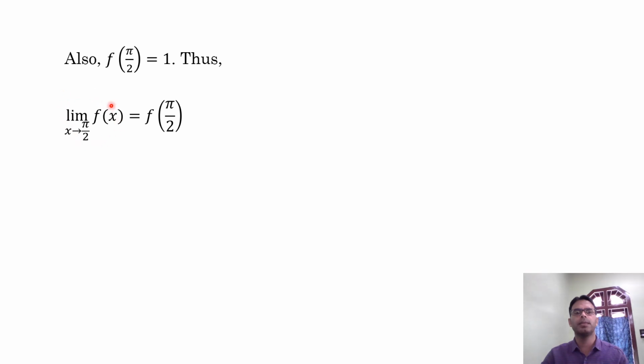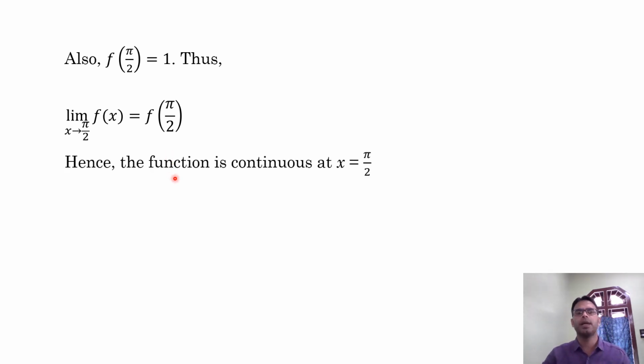Here both the limits are present, left hand limit and right hand limit. So limit value is equal to functional value, that means the function is a continuous function at the point x is equal to pi by 2. So write this down. Hence the function is continuous at x is equal to pi by 2.